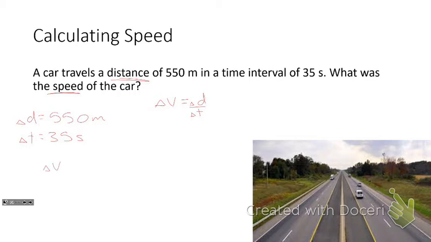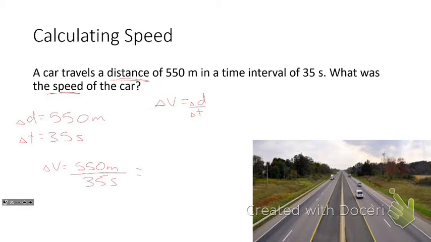So delta v is equal to 550 meters divided by 35 seconds. Okay, now this is when our significant digits come into play. So Tanner, how many sig digs are in 550 meters? 3. 3, perfect. And in 35 seconds? 2. 2. So how many digits will our final answer have? 33. No, 2. Yeah, it's always the least amount of sig digs, so we will put our answer into 2 sig digs.